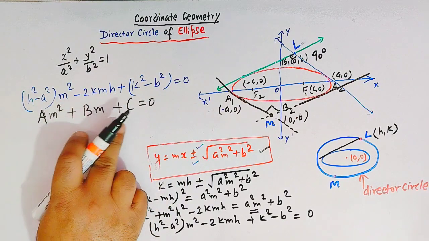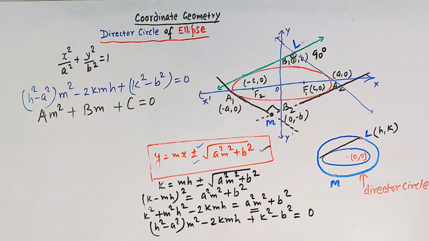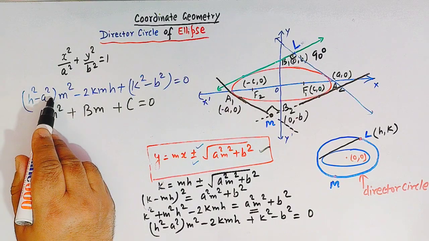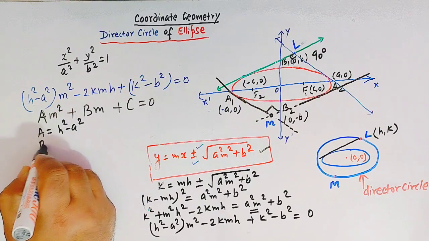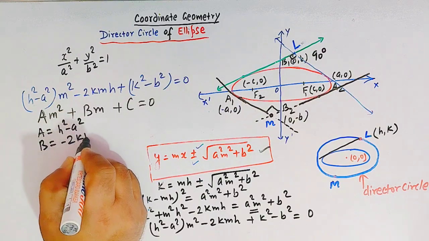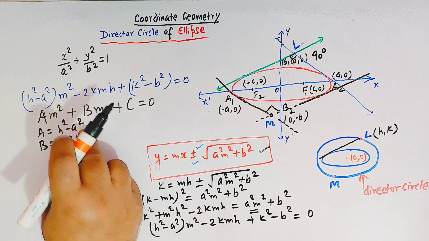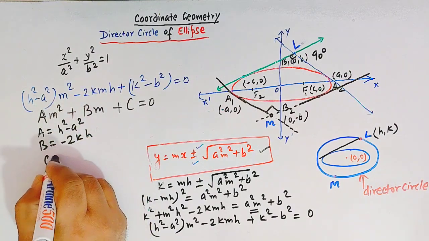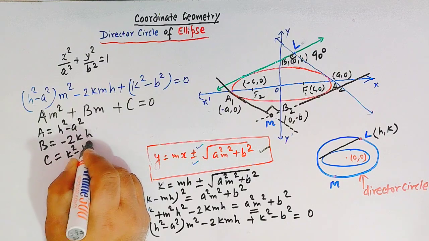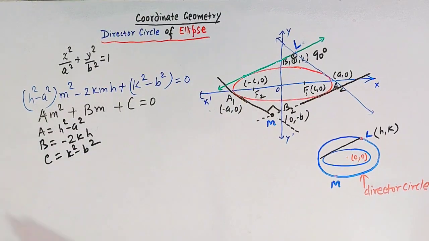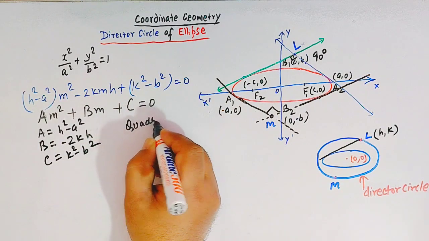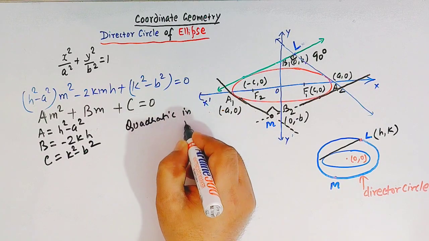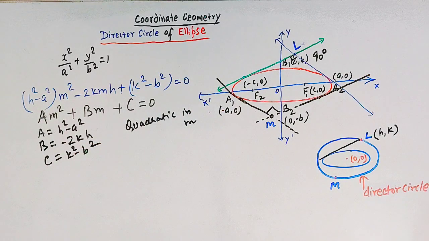So this is the standard form of the quadratic equation. Now if we compare this equation with this one, we have a is equal to h square minus a square, b is minus 2kh, and c is equal to k square minus b square. Since this equation is quadratic in m, this quadratic equation must have two roots.